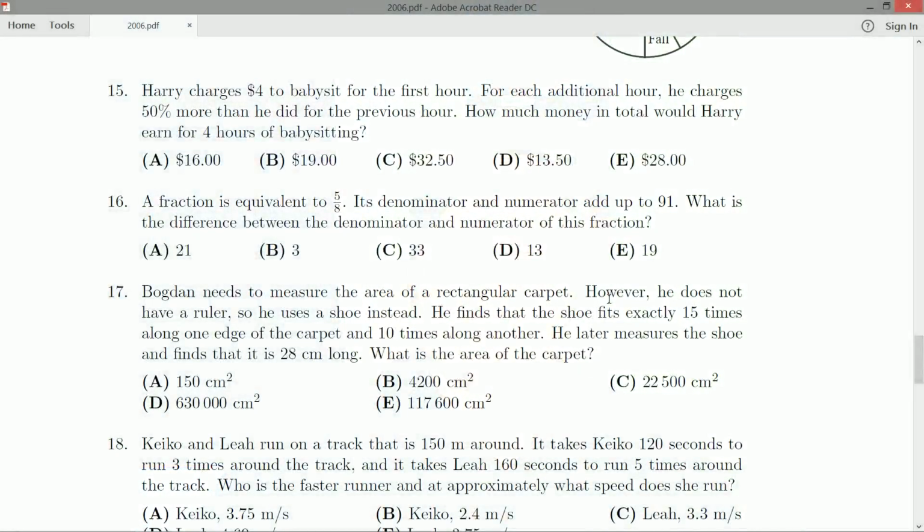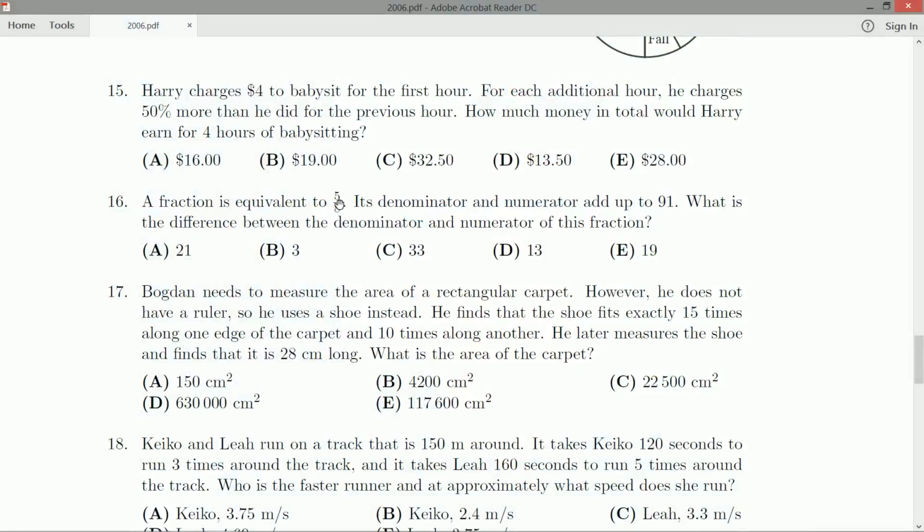A fraction is equivalent to 5 over 8, 5/8. Its denominator and numerator add up to 91. What is the difference between the denominator and numerator of this fraction?